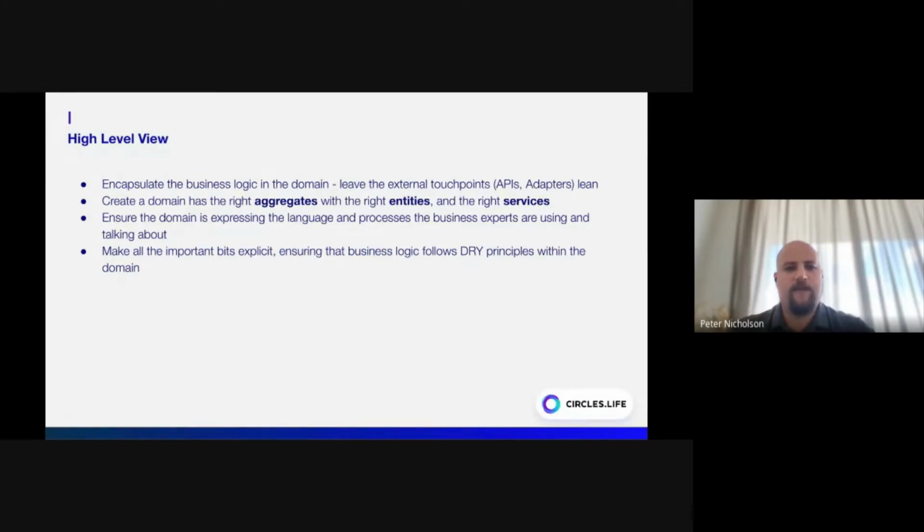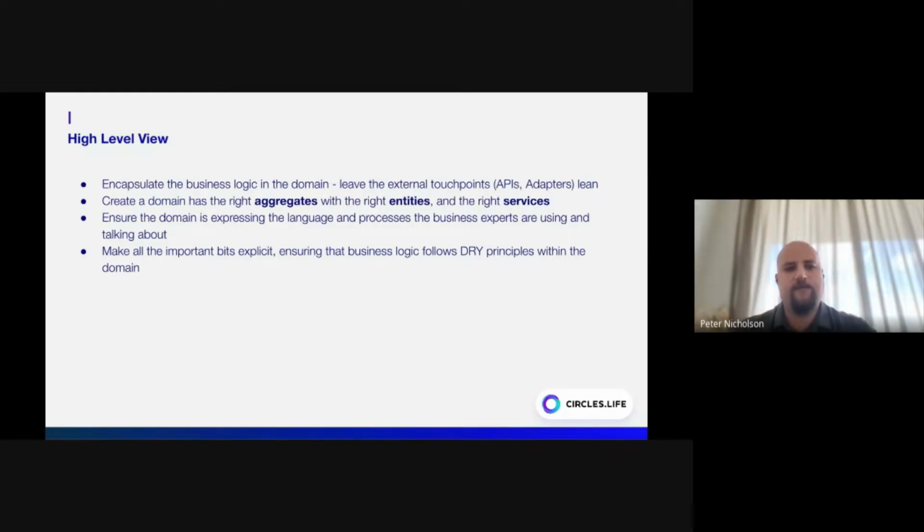And we're going to create a domain that has the right aggregates with the right entities and the right services. Both of these terms we're going to be visiting shortly. And I will give the warning that a lot of the things we want to cover reference each other. So it can be hard to grasp at first, since they reference each other; you kind of need to iterate over them a couple of times to see how they all fit together.